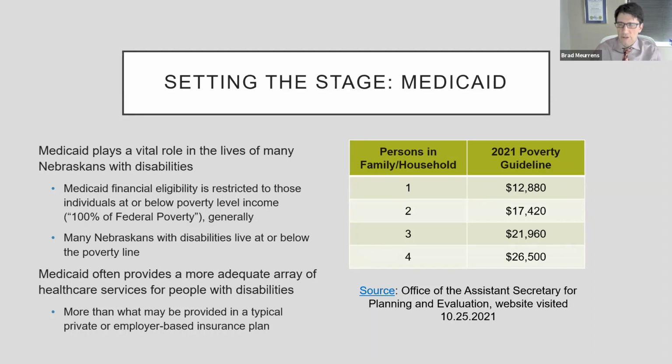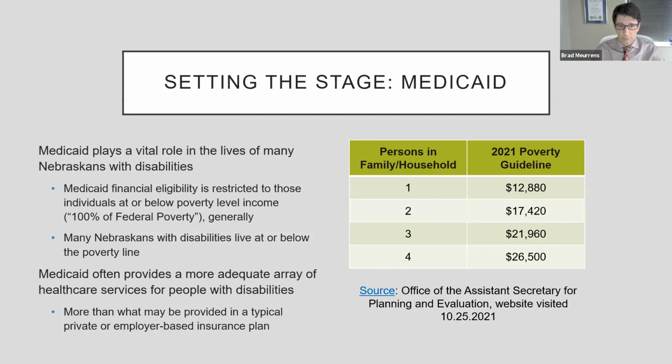So let's set the stage. Setting the stage requires talking about Medicaid. Medicaid plays a vital role in the lives of many Nebraskans with disabilities. Medicaid financial eligibility is restricted to those individuals that are living or earning at or below the poverty level income. That's what we call 100% of federal poverty. That's the jargon for it. Generally speaking, that is. And you'll notice on the right is a chart which spells out what those poverty guidelines are. And many Nebraskans with disabilities live at or below the poverty line.